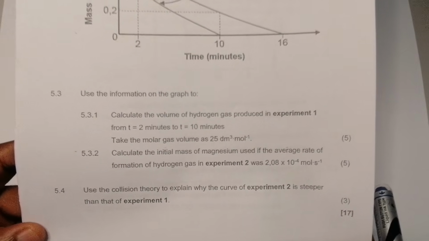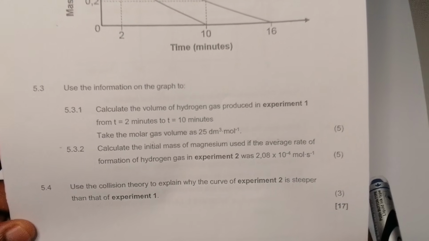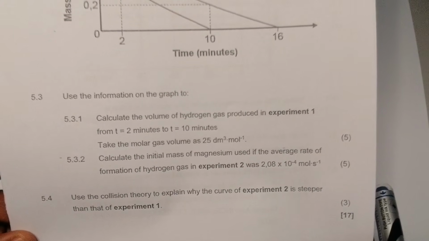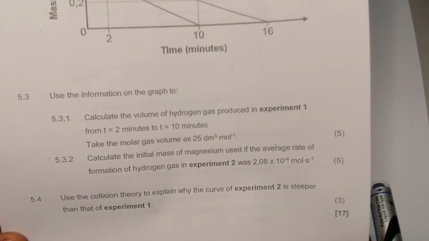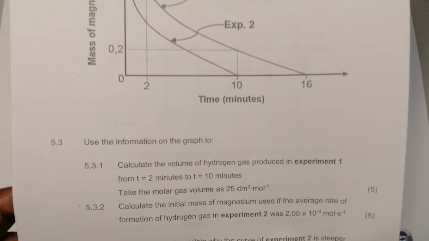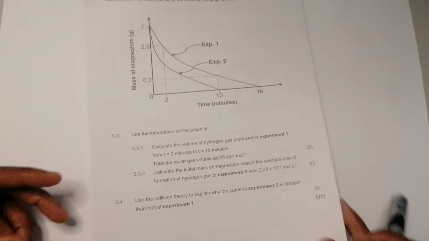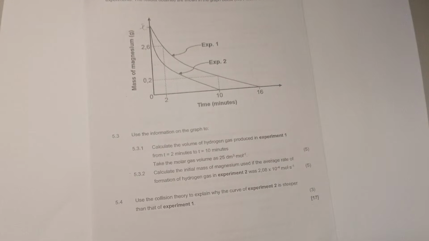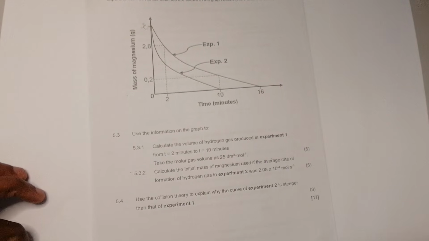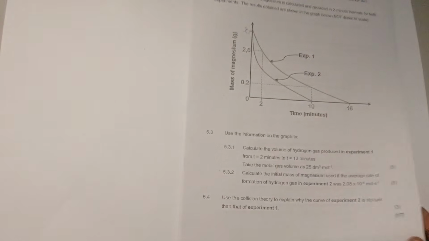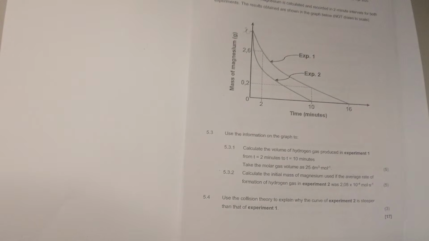They say use the information in the graph, right? Calculate the volume of hydrogen gas produced in experiment 1. Okay. Right, so we're going to use the information in the graph to calculate the volume of hydrogen gas produced. At some point or the other, I'm going to make a video on stoichiometry because I really think that it is an important part of what we must know, right?